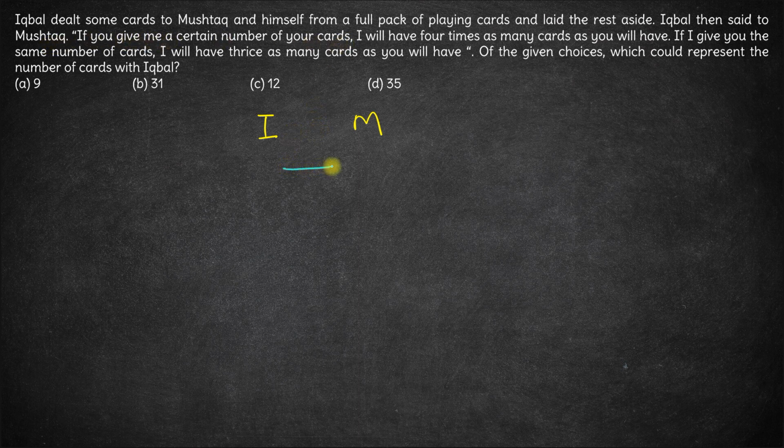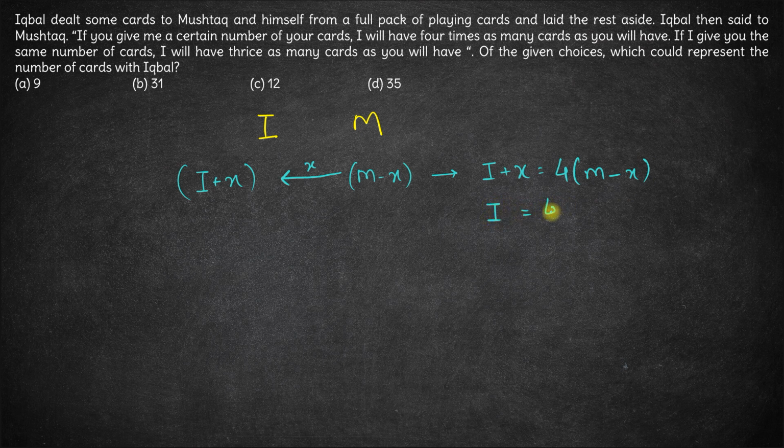So if Iqbal says to Mushtaq that if you give me a certain number of cards, let's say X cards, then obviously Iqbal will have I plus X cards and Mushtaq will have M minus X cards. So Iqbal says I will have 4 times as many cards as you have. So from here the number of cards with Iqbal will be 4 times the number of cards with Mushtaq. So we'll have I is equal to 4 into M minus X, which is 4M minus 4X minus X, which is minus 5X. This is what we'll have from the first case.